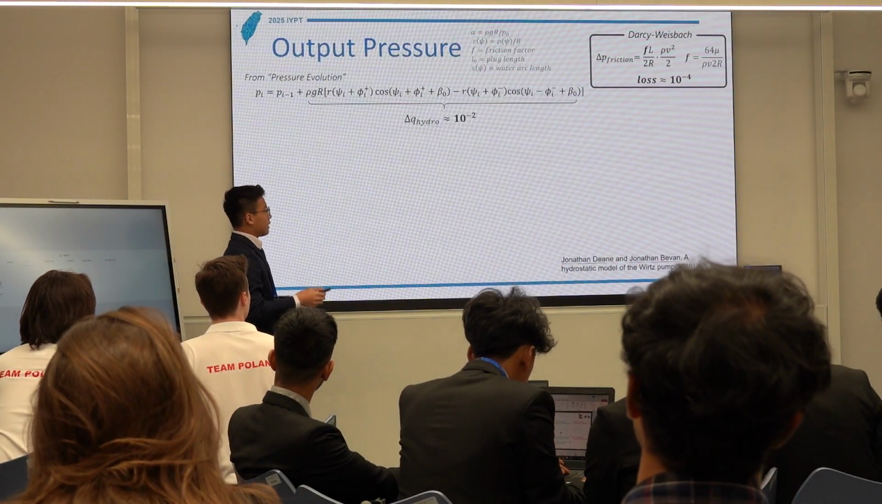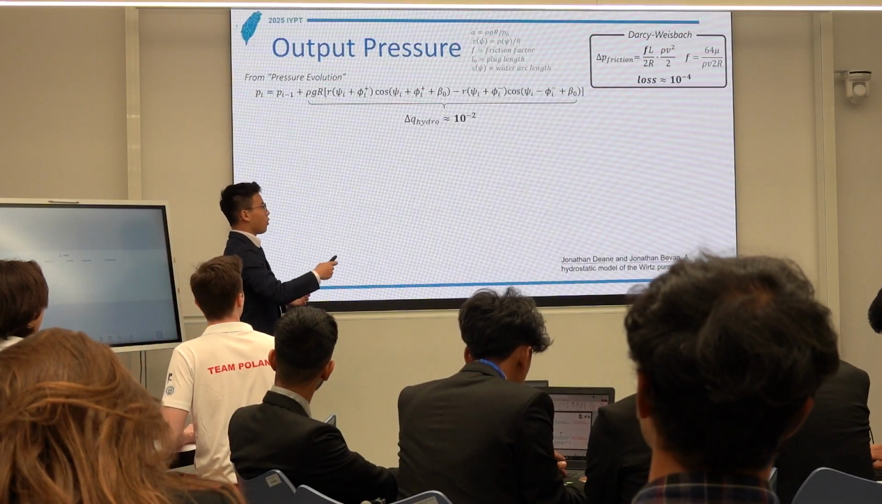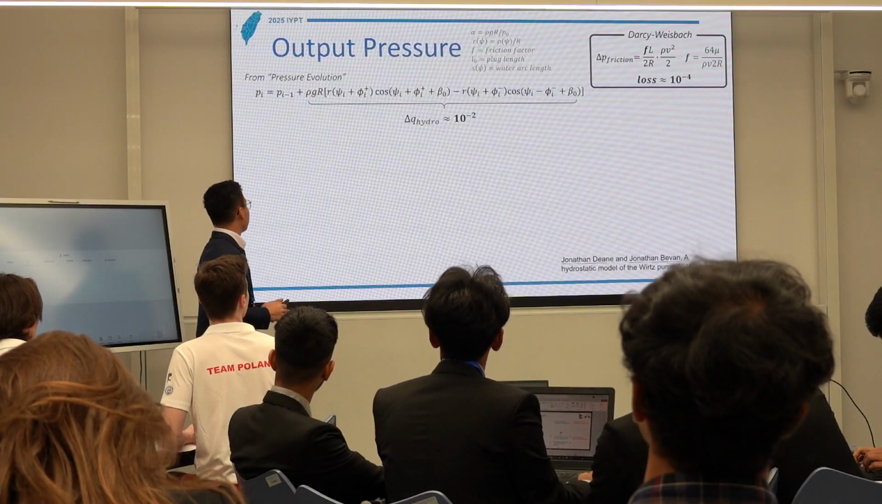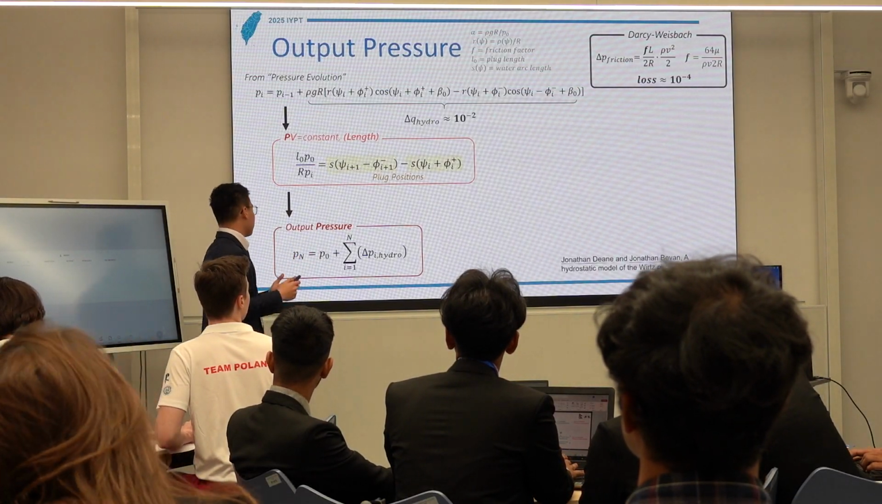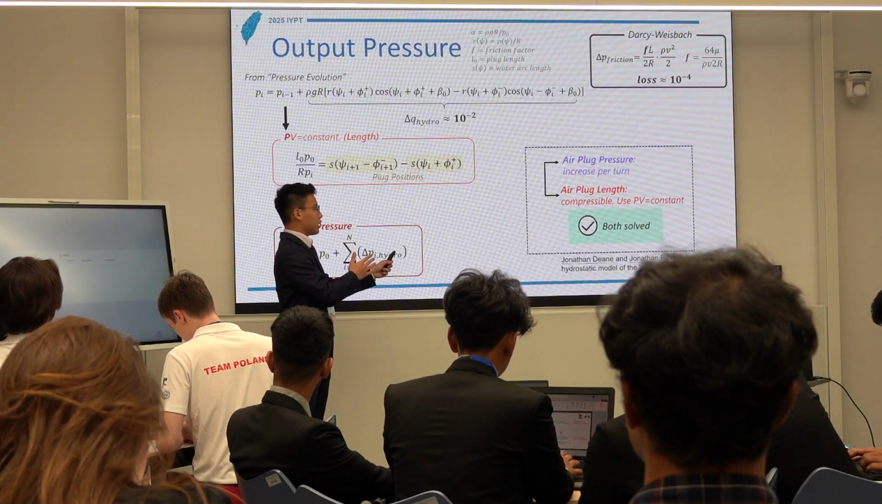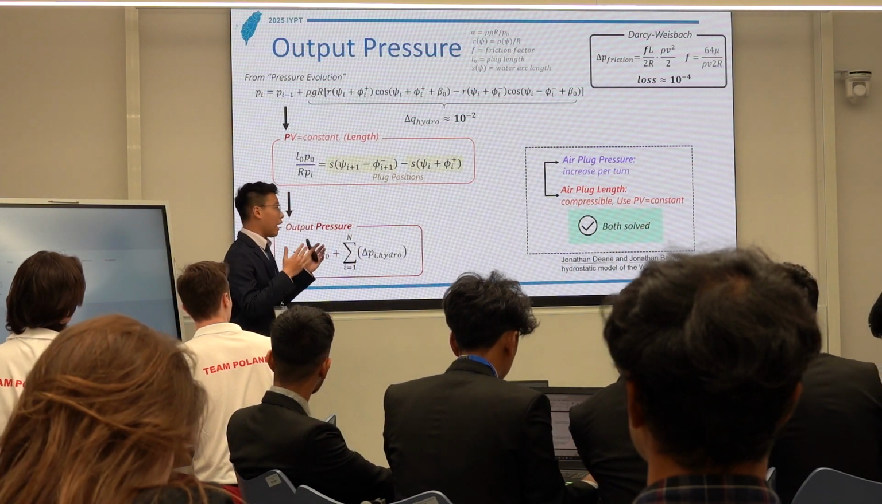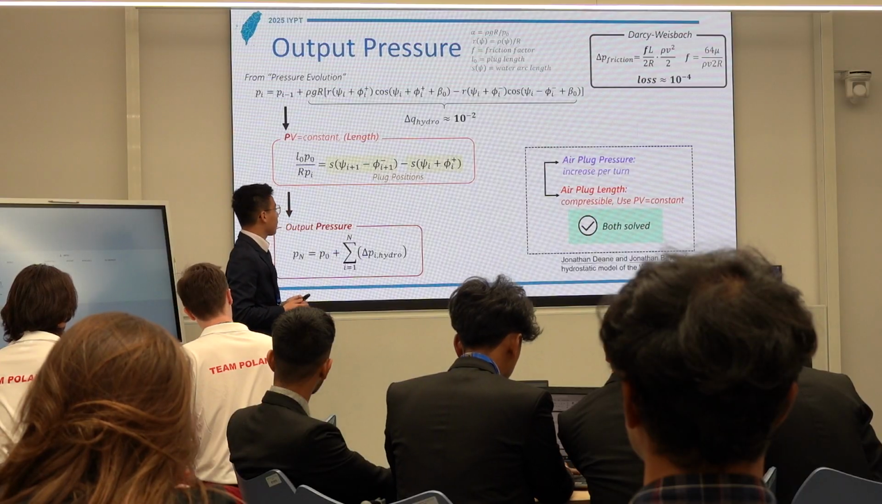Then I also estimated the friction loss by Darcy-Weisbach. It will be negligible, as it will be 2 orders below the pressure evolution. Then we can solve PV equals to constant to also obtain the length of the air plugs. Then we can finally obtain the final output pressure. So now both the air plug pressure and air plug length has been solved, where we have considered the compressibility of the air plug length with the PV equals to constant.